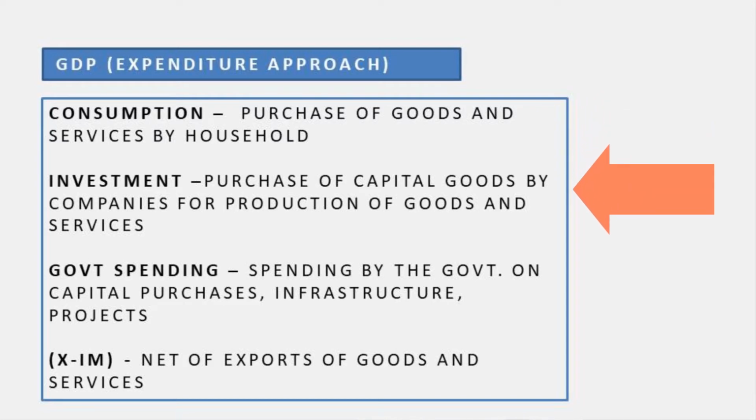Investment refers to the investment made by the industry towards purchase of the capital items for production of goods and services. And government spending refers to the spending made by the government towards infrastructural capital projects. And net exports is nothing but the exports minus imports of the goods and services by the economy in totality.